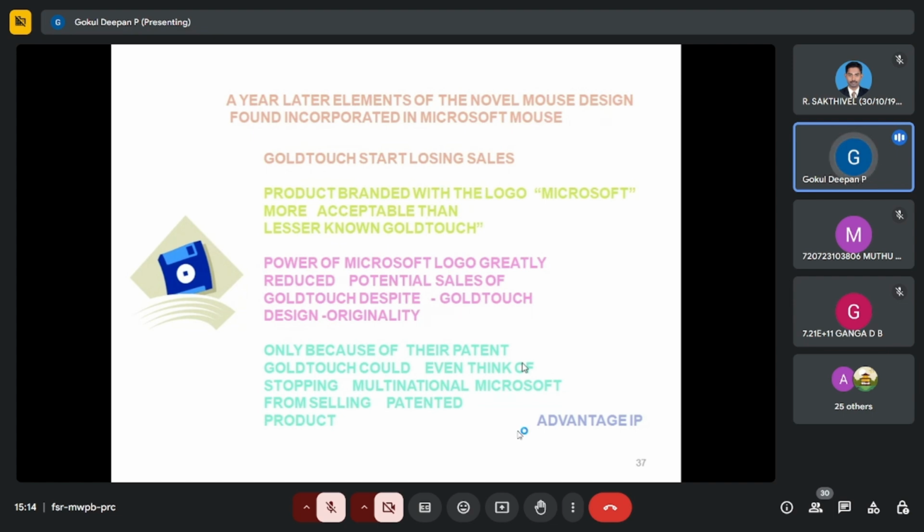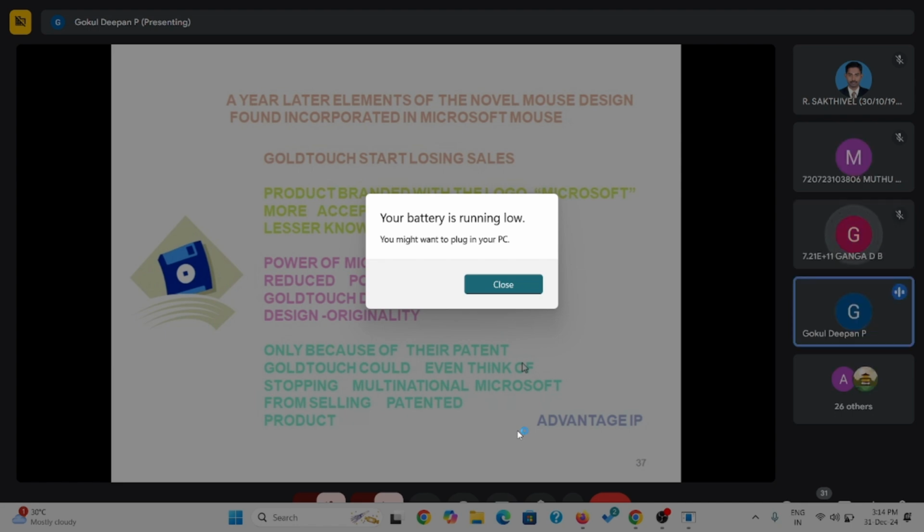A year later, elements of the novel mouse design were found incorporated in the Microsoft mouse, and Goldtouch would start losing sales. A product branded with the Microsoft logo was more acceptable than the lesser known Goldtouch. The power of the Microsoft logo reduced the potential sales of Goldtouch despite Goldtouch's original design. Only because of their patent could Goldtouch even think of stopping the multinational Microsoft from selling patented products.